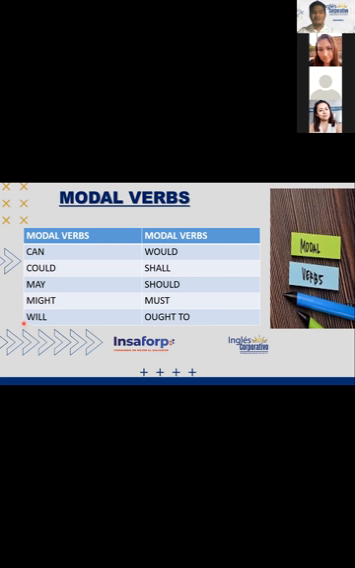Will solo se usa para el futuro, ¿verdad? Do you mean will? Will, yeah. It is just used for the future, para oraciones en futuro. Y would sería como para solo pasado. No. Would, it will be for the present form as well, or you can use it in the present perfect tense as well.